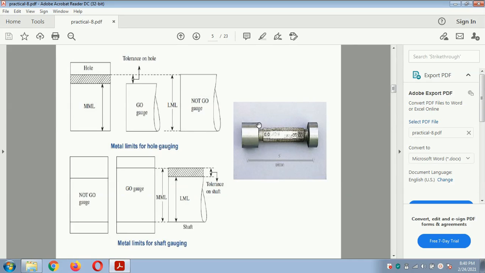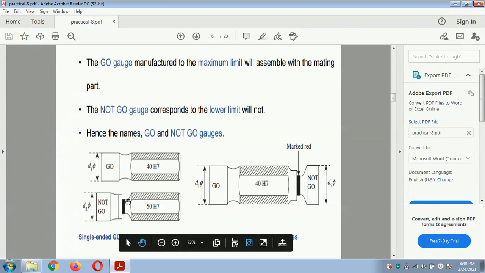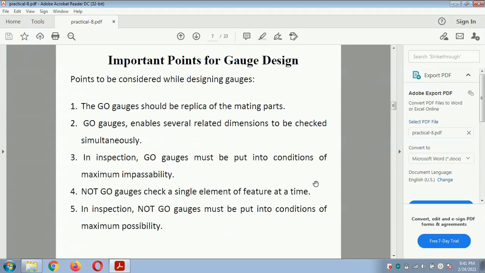This is the part related to the go portion, and this is the part which indicates the no go gauge. The go gauge is manufactured to the maximum limit for the assembly of the mating part. The no go gauge corresponds to the lower limit and it will not go, hence the name go and no go. That is, this diagram shows 47H7, that is the go gauge, and 50H7, that is the no go gauge. The go gauge means this portion goes through the gauge, and this portion is related to the no go gauge, that is 57H7.